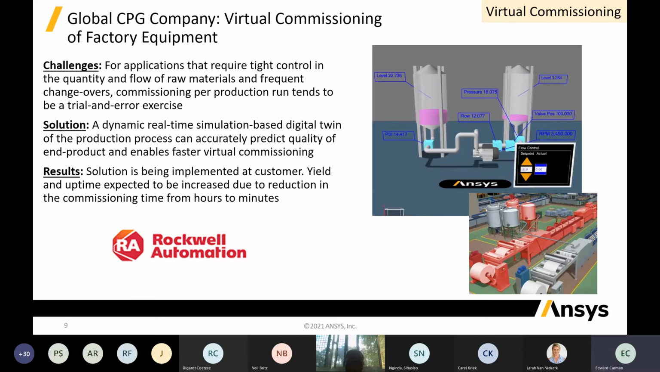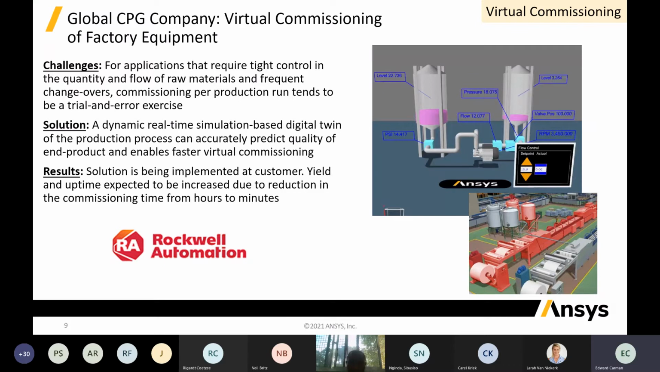They need to feed in the raw materials, change the valves, and wait for it to come through the process before they can monitor the quality of the finished product. They then go back, change some other things, have it keep running some more. And so this commissioning can take a number of hours.